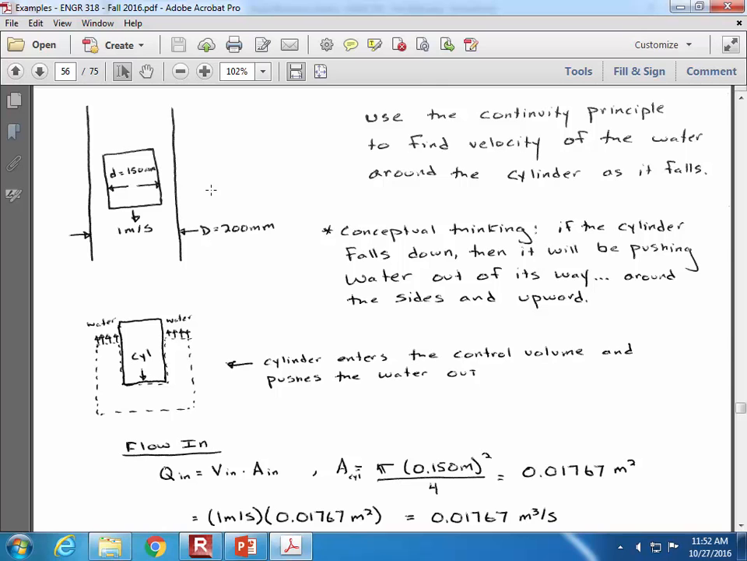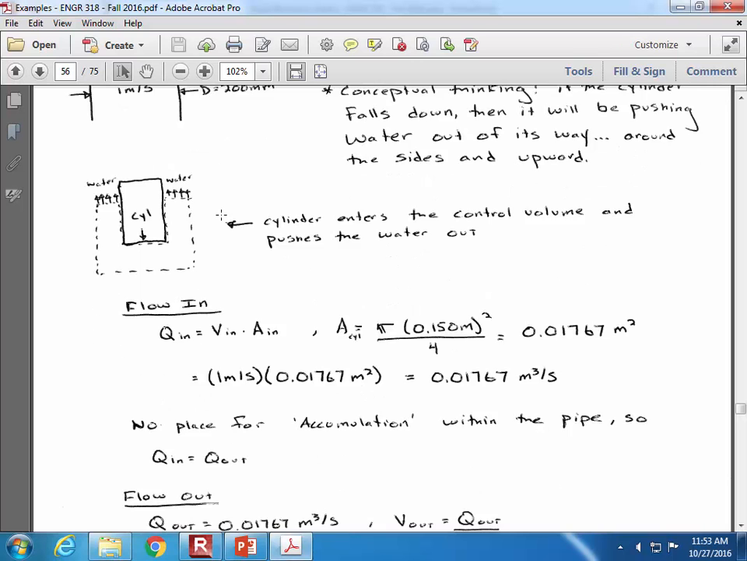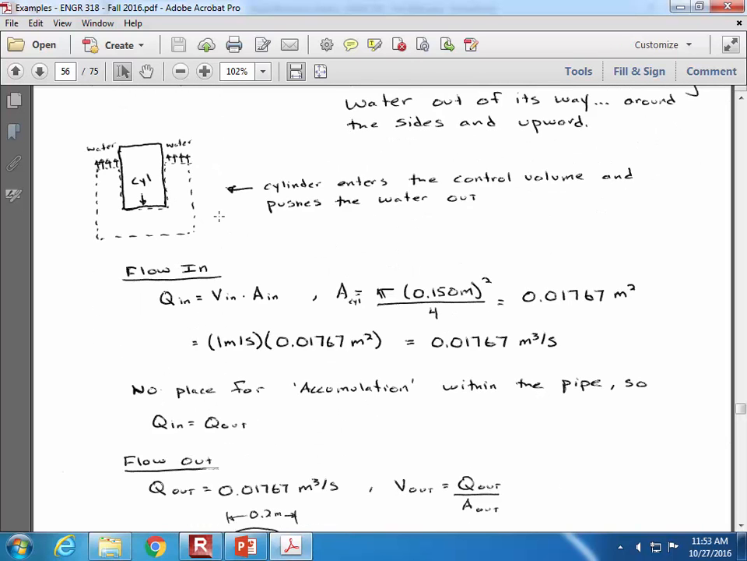It can't flow through it, and that's not like a circular shape on either side of the cylinder. To visualize it in 3D, what you've got is a ring-shaped or a donut-shaped element where the cylinder's going down and the water is going up around it. That's the only place the water can go, is this area. And so the way that you find that area for the flow out is just the difference in the overall pipe area and the cylinder area, which is where it can't flow.